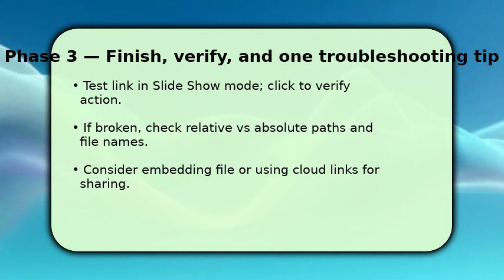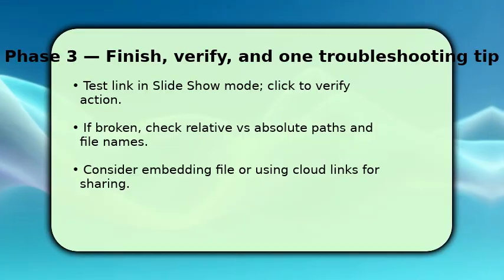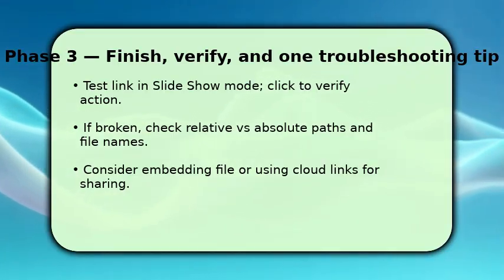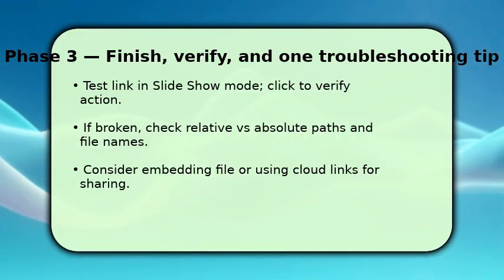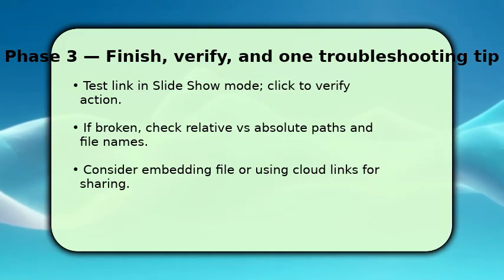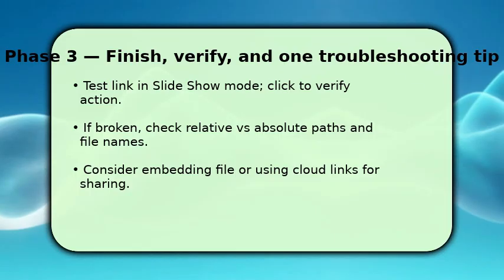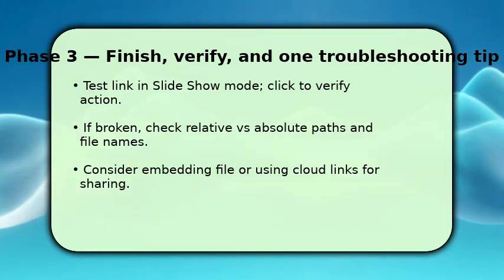If a link fails, first check if you used absolute versus relative paths and confirm file names and extensions. Capitalization can matter on some systems. Once done, consider embedding the file or switching to a cloud URL to avoid broken links when sharing. If links still fail, recreate them after moving files and test again.